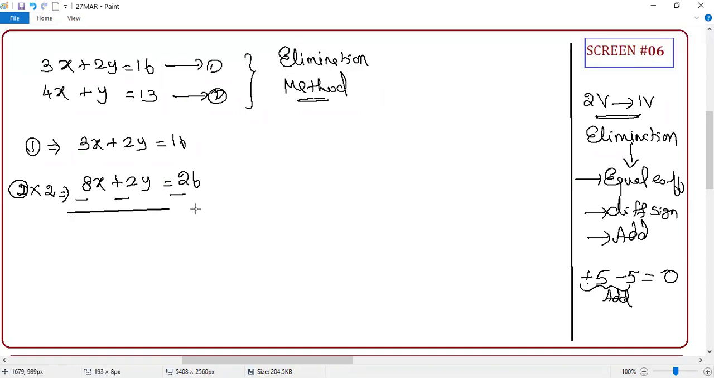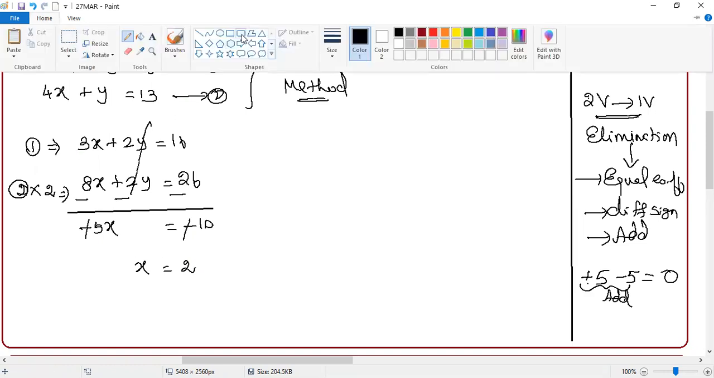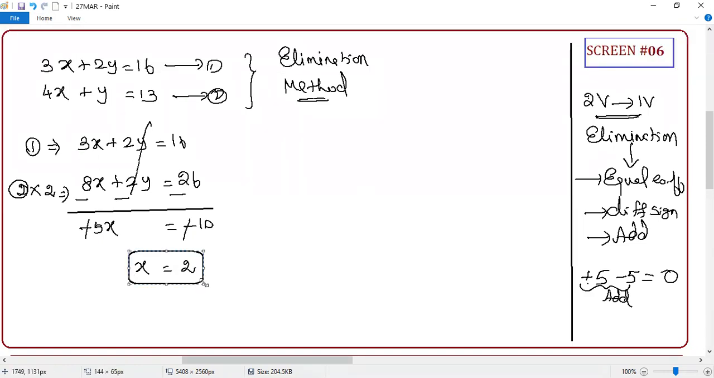Now it's time. What is the third step according to my mantra? Equal coefficient you made, different sign you made. Now perform addition. Guys, now what is the answer? If you perform addition, it's minus 5x. What will happen to y? It will get cancelled. That's the reason we are doing all these things, to eliminate this value. Minus 10. So now tell me, x equal to. Is it crystal clear or not, everyone? Finding x equal to 2.